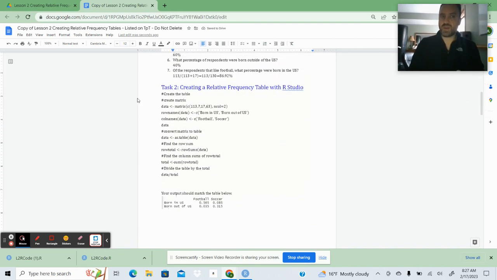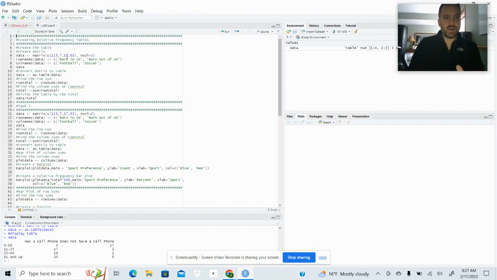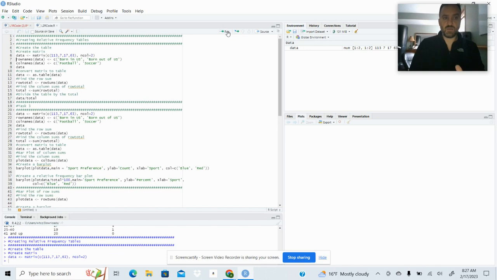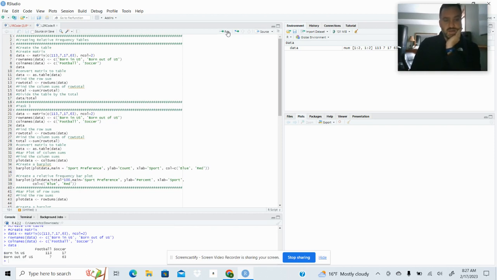Now we're going to look at putting that in R. So I'm going to show you how to do just that. Here what I do is put in my rows, 113, 7, 17, 63, put in my row names, born in the US, out of the US, column names of football and soccer, and then show my data. And then I can convert that into a table.